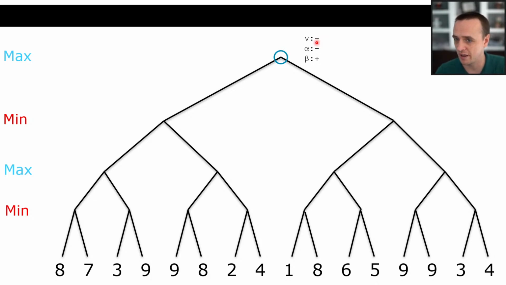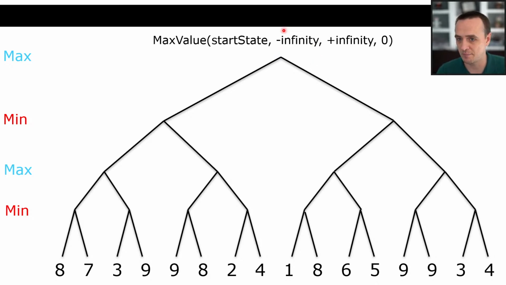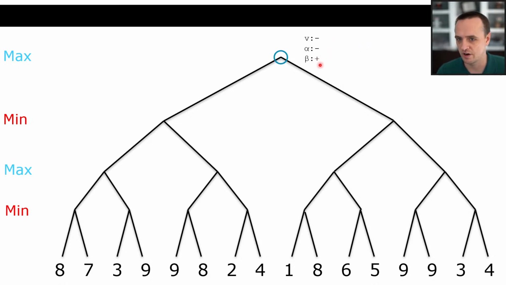That is my current best value. My alpha is -infinity because that's what I passed it in as. Beta is +infinity, which is right here. So v is -infinity, alpha is -infinity, beta is +infinity. Now, down here, I'm going to keep track. I don't have an evaluation node, so I can't do anything yet.